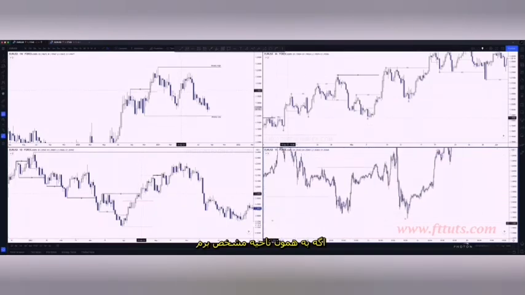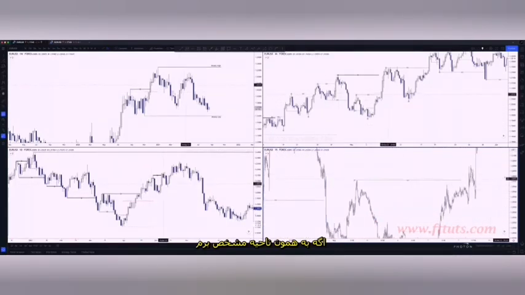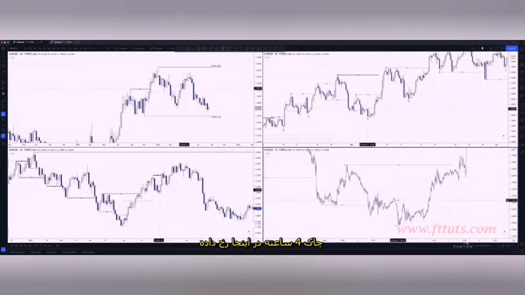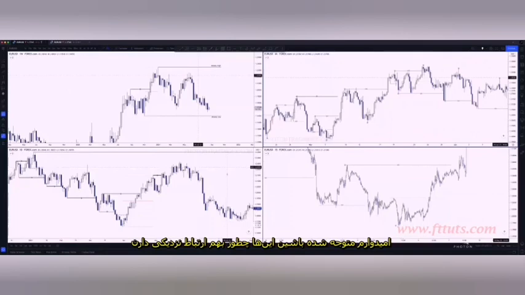If I scroll all the way up across, and we go over there, right, down here. So that was that 4-hour change of character over here, right? What is that in the 15-minute chart? It's the 15-minute switching bullish, right? So hopefully, you can really see how they all interrelate to each other.